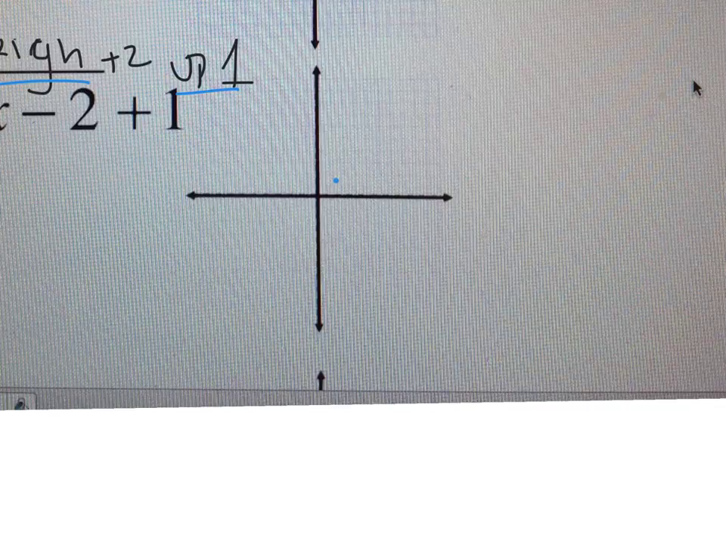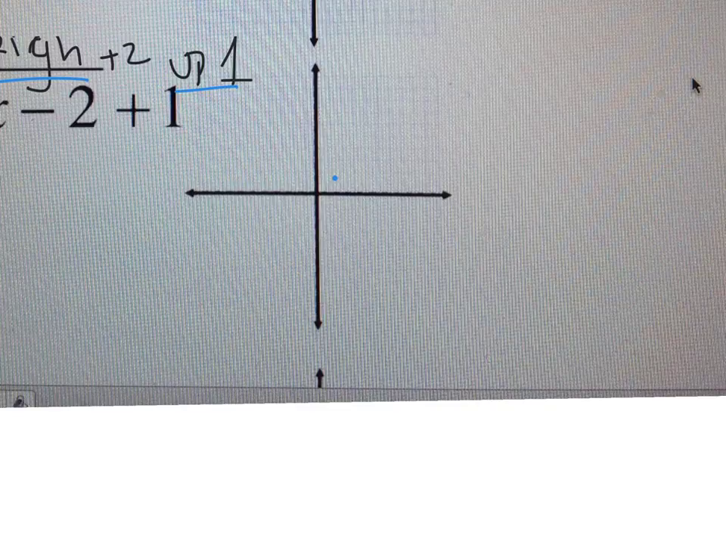Then I'm going to go to my point that is now at 1, -1 because it got flipped over the x-axis. So it's now here because my graph was this shape. Right? So this is what I'm shifting now. So my point was at 1, -1. But then I'm going to move it right 2 and up 1.